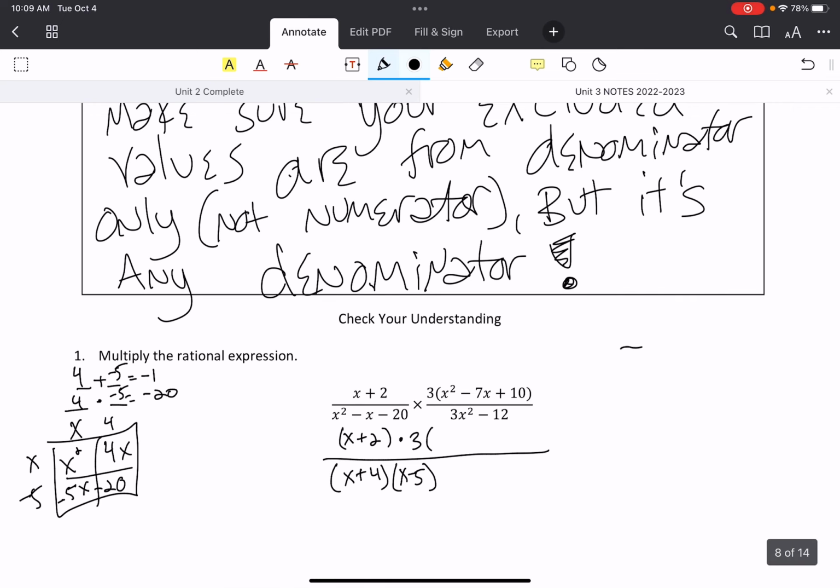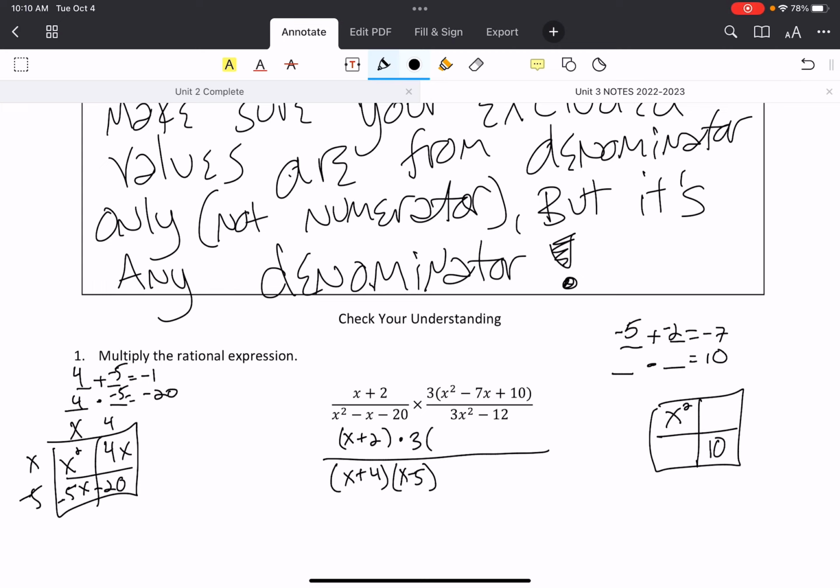So I need two numbers that add to negative 7 and multiply to 10. Wait. Which should be negative? 5. Yeah, the 5. Both of them. How do I multiply to a positive number but add to a negative number?